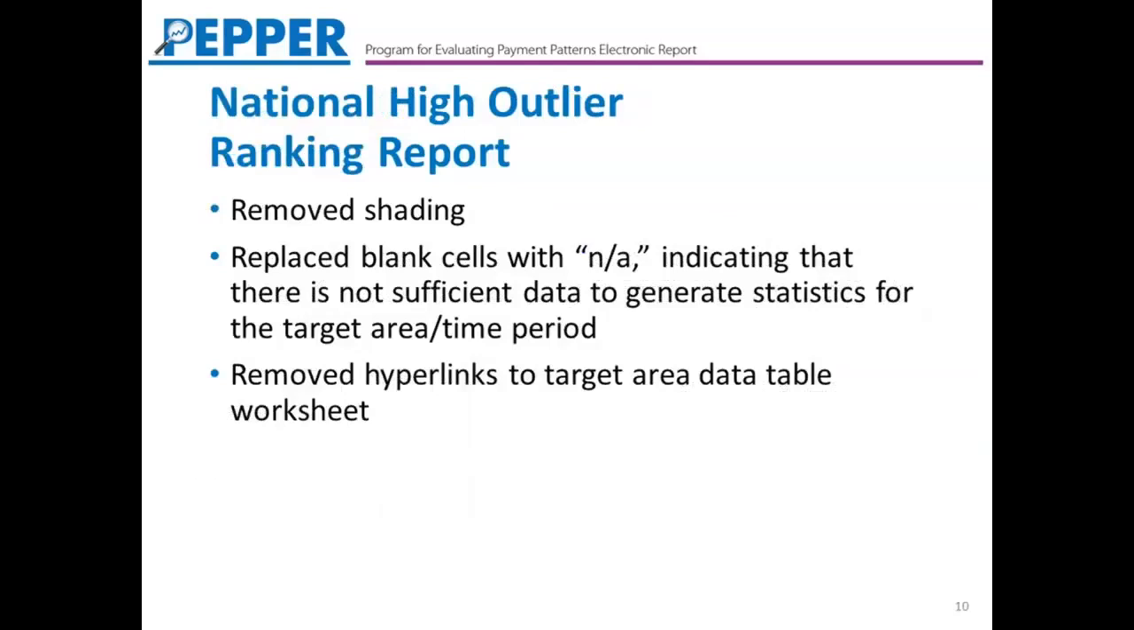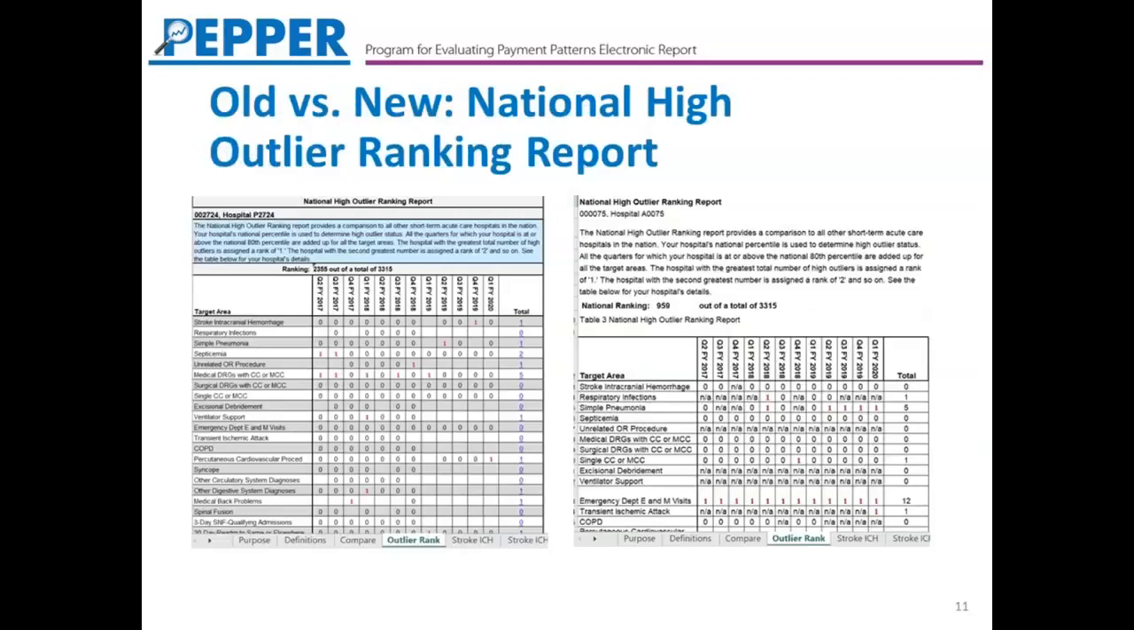Moving on to the National High Outlier Ranking Report. In this report, again, we have removed the shading. We have replaced cells that used to be blank with NA, which indicates that there is not sufficient data to generate statistics for that target area and time period. And we have also removed those hyperlinks to the target area data table worksheets that used to be in that last column, the total column. So if you look at the old image on the left, you see that in the total column we had those hyperlinks, and those are no longer there.